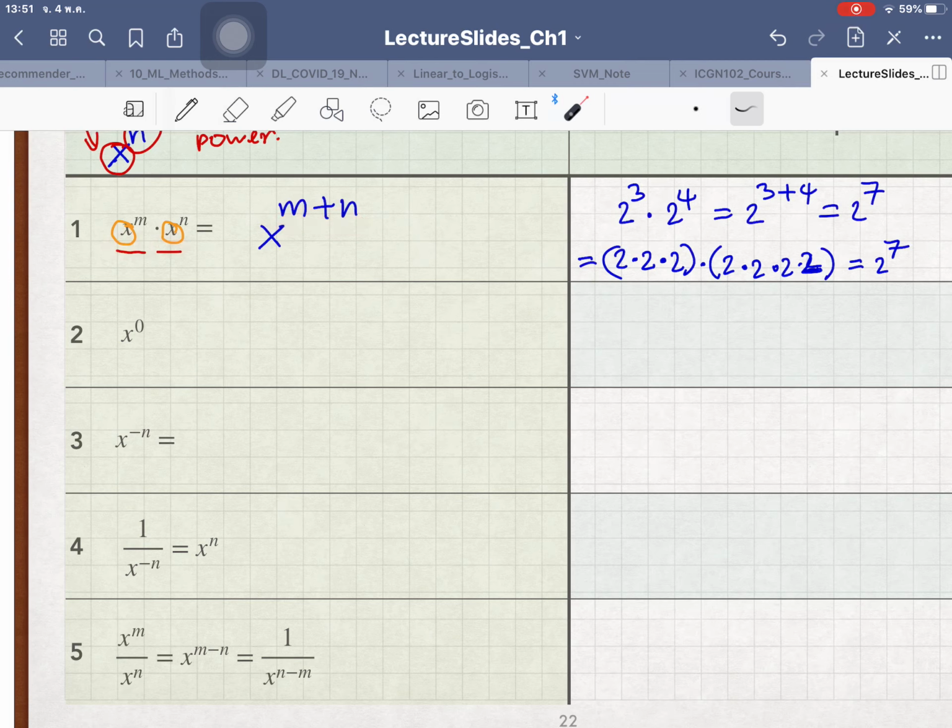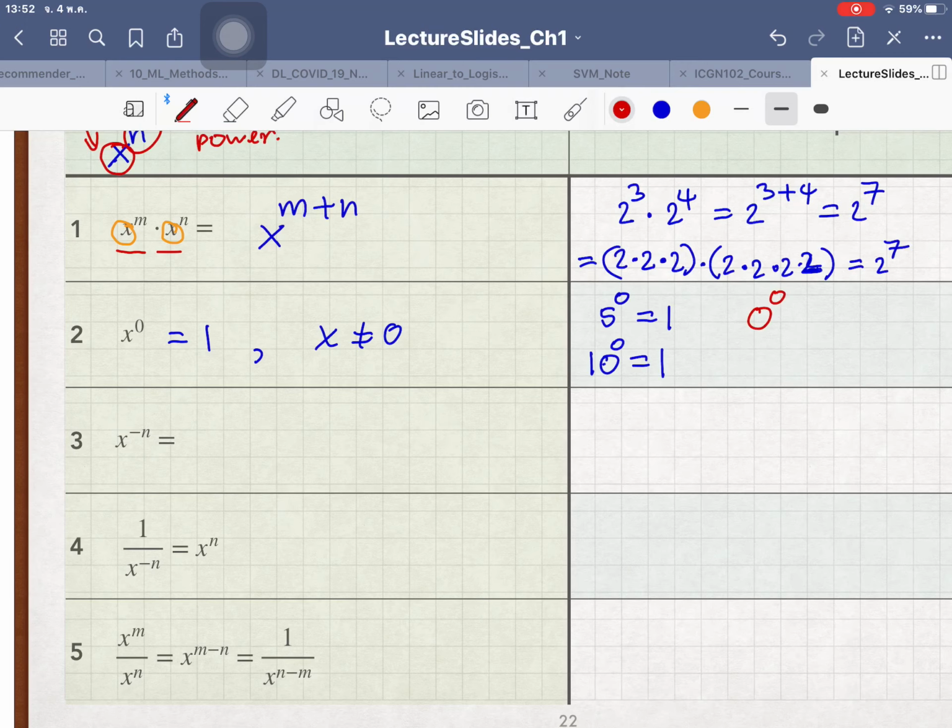The next rule, so again, if the power is equal to 0, this gives you 1, but x cannot be equal to 0. From the previous example, I already gave you 5 to the power 0, you get 1. Or a new example, 10 to the power 0, you still get 1. But keep in mind that if you have 0 to the power 0, this term will be undefined.